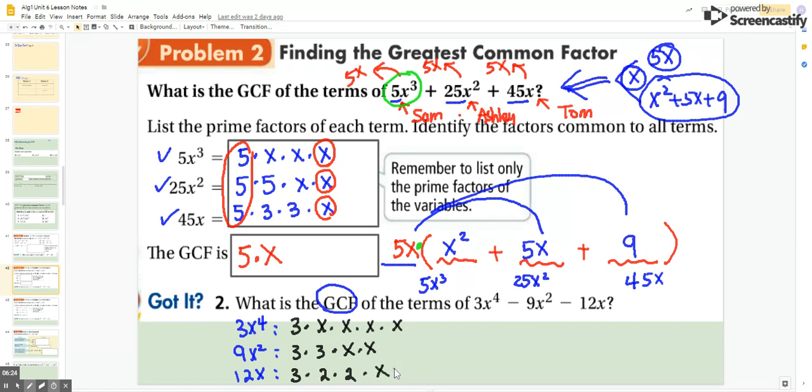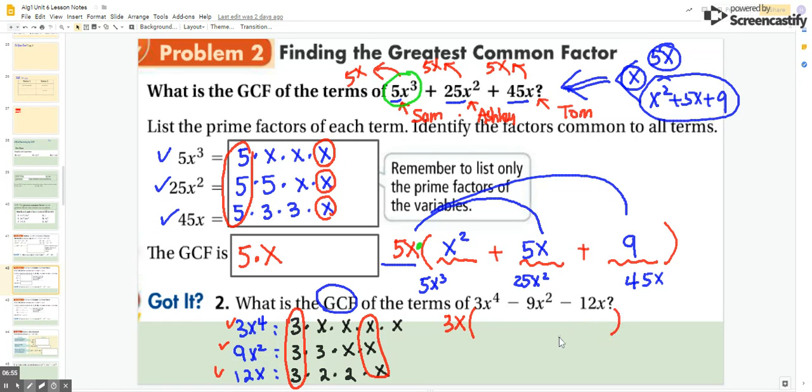So what are the common factors? It is 3. We have 3 in common. It has to be in all 3 terms, not just 2 or not just 1. What about 2? No. What about x? Only one x is in all 3 terms, right? All factors in all 3 terms. So the greatest common factor is going to be 3x. This is the greatest common factor.